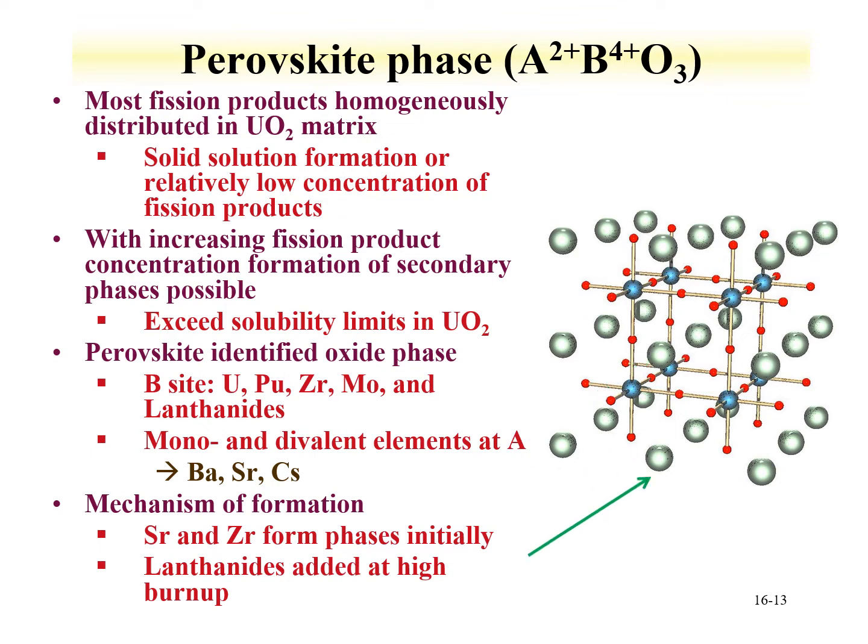For perovskite fuel, the mechanism seems to be driven by the initial formation of a perovskite composed of strontium and zirconium. When this phase is initially formed, eventually lanthanides are added at higher burnup when more of them are made. So evaluation of the perovskite phase can be useful in determining burnup information, since the composition of the perovskite will be directly reflecting the amount of fission products, hence the burnup of the fuel.